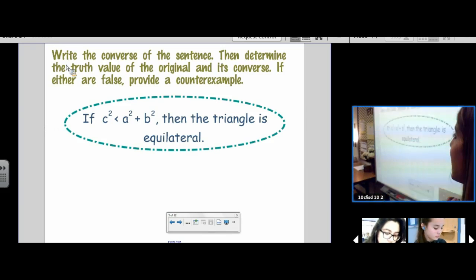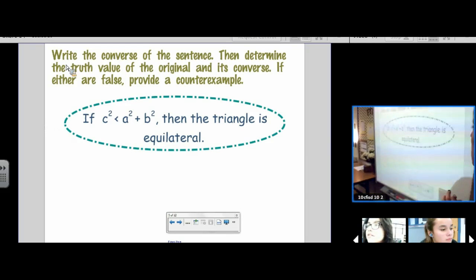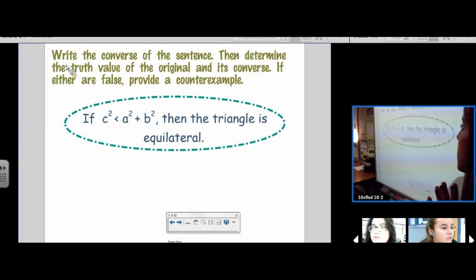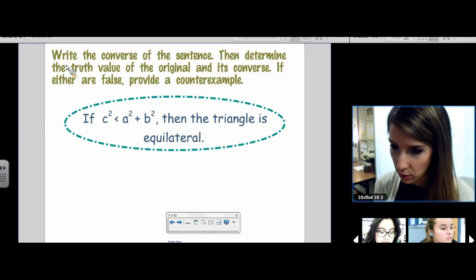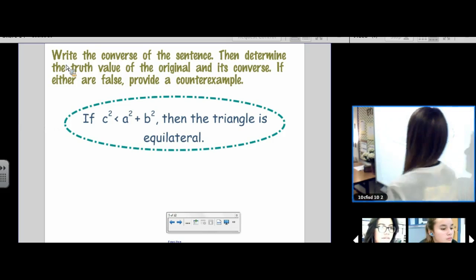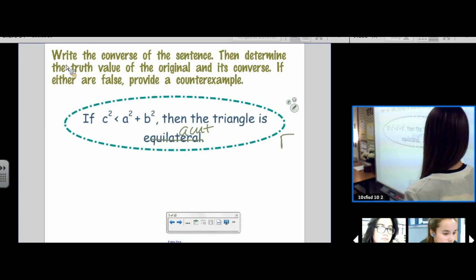First, let's read this sentence and let's determine the truth value. If c squared is less than a squared plus b squared, then the triangle's equilateral. All right, so I'm getting a lot of disagrees, and you are right. If c squared is less than a squared plus b squared, then the triangle is acute. Not equilateral necessarily, but acute. So the truth value of the original is false.